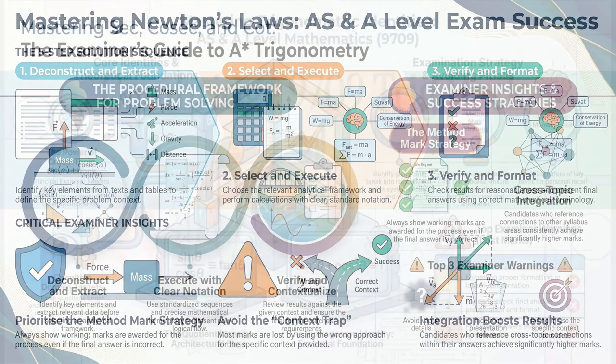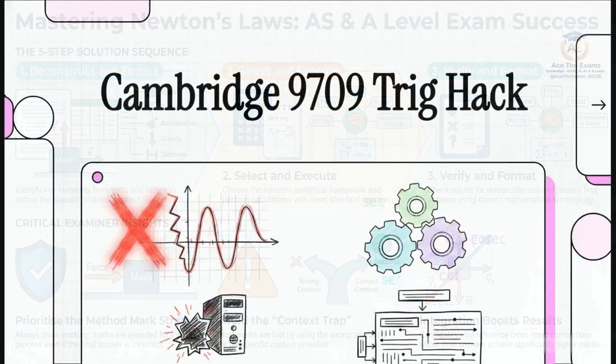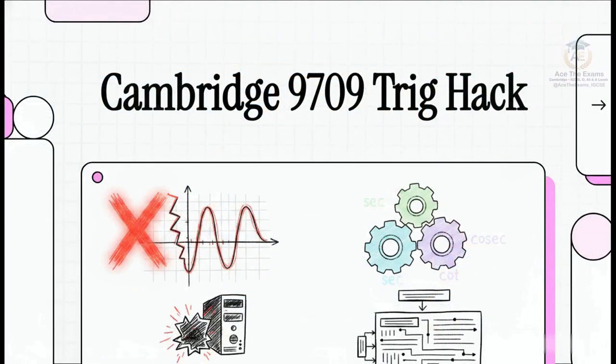I'm your lead dev for today, and listen, we are treating this session exactly like a Silicon Valley hackathon. Okay, let's just dive straight in and fix the absolute biggest glitch that's currently crashing the Cambridge Mathematics 9709 mainframe. Our target system? Trigonometric reciprocal functions. Yep, we're talking sec, cosec, and cot.